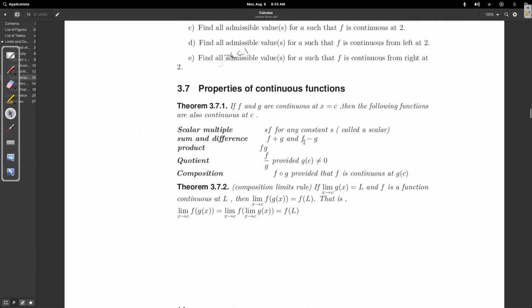Okay. So this continuity theorem says if you have continuous functions, and you multiply a continuous function by a constant, it is continuous. If you add two continuous functions, the result is continuous. If you subtract two continuous functions, the result is continuous. If you take the product of two continuous functions, it's continuous. If you take the quotient of two continuous functions, it's continuous. And if you take the composition of two continuous functions, it's still continuous.